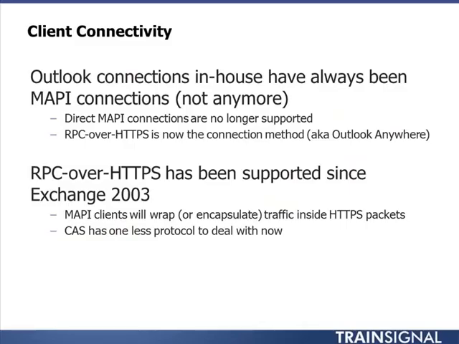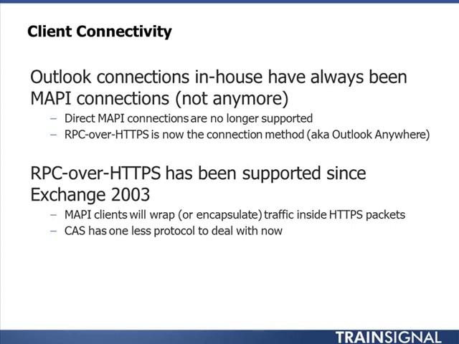The last thing we want to talk about before we conclude this lesson is client connectivity. Outlook connections in-house have always been MAPI connections. Not anymore. Direct MAPI connections are no longer supported with Exchange 2013. So RPC connectivity with MAPI, that's dead. RPC over HTTPS is now the connection method for Outlook connectivity.